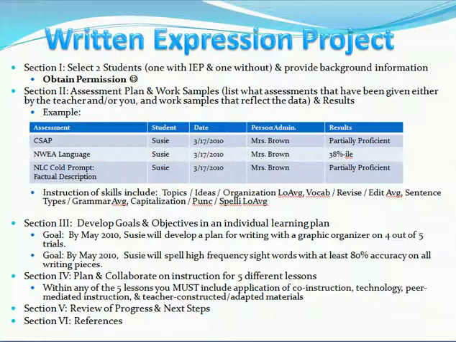All that is included in this is that you must have within those 5 lessons examples of co-instruction, technology, peer-mediated instruction, teacher constructed and adapted materials. Also, you will notice on my project example, I've only listed one student. However, section 1 still requires for you to select 2 students, one with an IEP and one without, for this project. I just wanted to give you an idea of one student because writing is much more in depth.